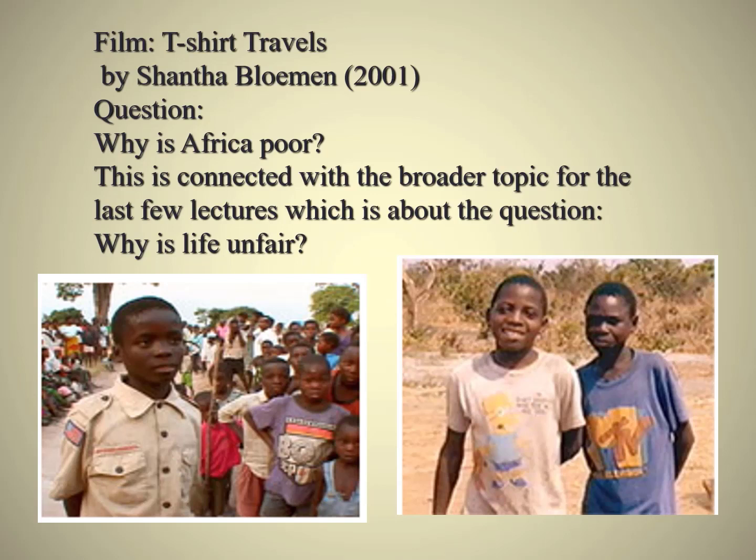And it has to do with the way the global economy is structured. It has been structured in a way that limits people's opportunities in much of the developing world. It's also been structured in a way that tends to benefit the wealthy countries.